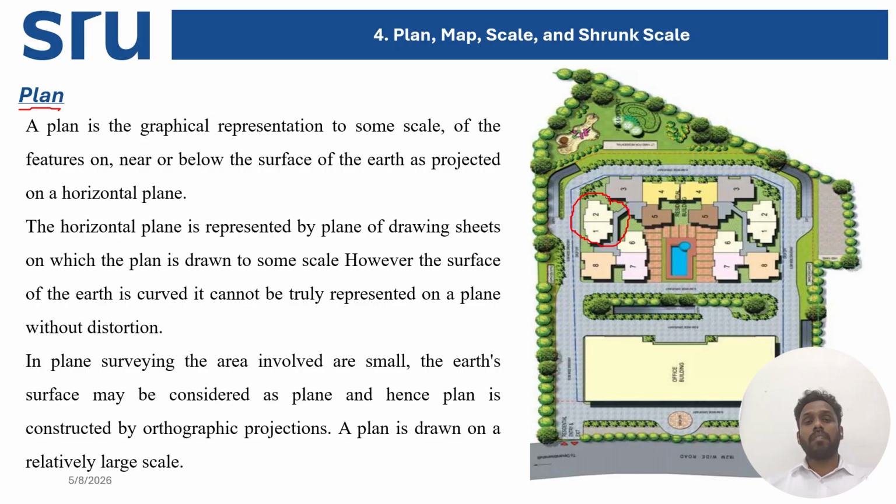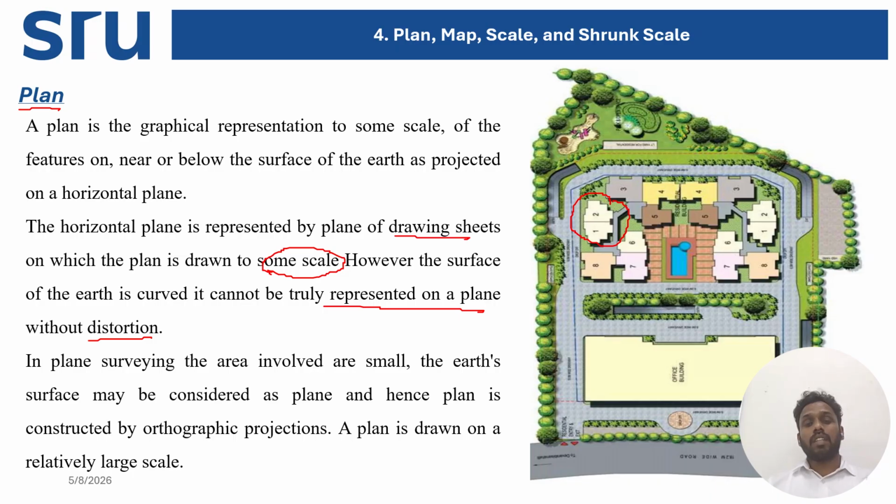Then the horizontal plane is represented by the plane of the drawing sheet, where your plan has to be drawn at the required scale. This scale does not depend upon the scale you are using for construction. That is called the scale, right? However, the surface of the Earth is curved. It cannot be truly represented on a plan without distortion. When you are dealing with a huge area, for example more than a kilometer, if you are not considering the curvature of the Earth, there will be distortion on your plan. So that has to be considered.